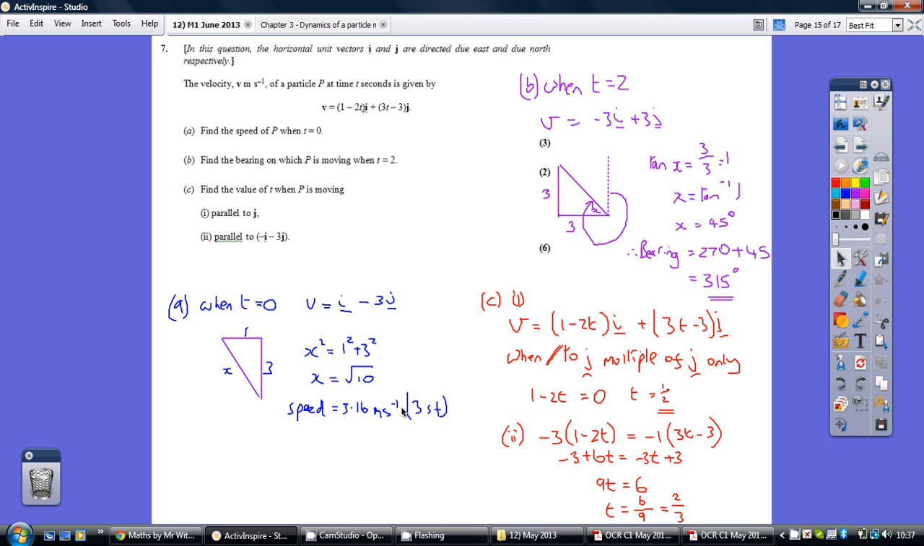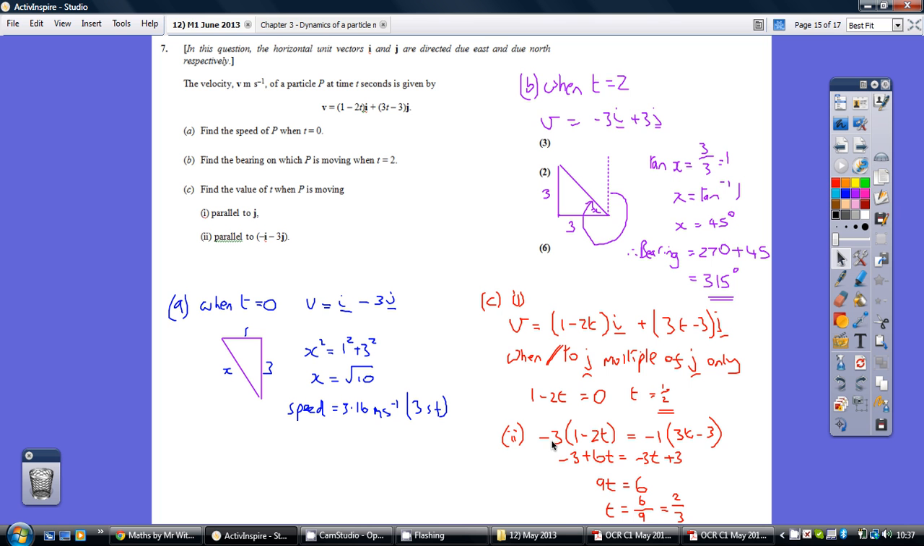Now for part 2, for it to be parallel to this, we need both i and j to be negative, but also j to be 3 times as big as i. So for j to be 3 times as big, we've got to times i by 3 in order for them to be equal. So basically minus and a minus because they're both minus, and 3 lots of i to equalize them because we need j being 3 times as big.